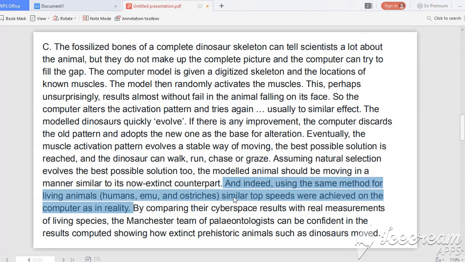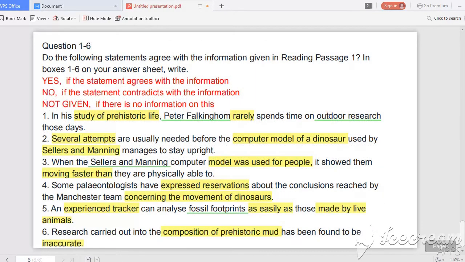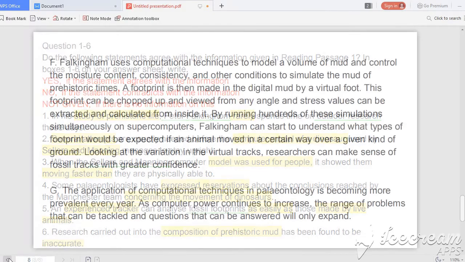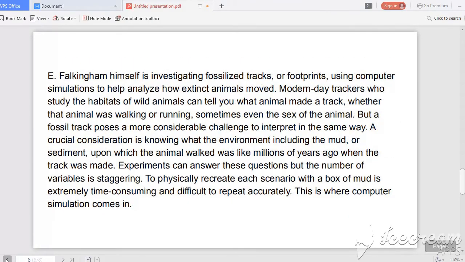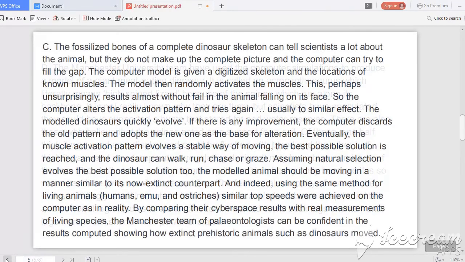Living animals such as humans, emus, and ostriches, similar top speeds were achieved on the computers as in reality. So what do we need to do? We need to look at the question again. So here the model used was people, and it showed them moving faster than they were physically able to. Okay, the model is moving faster as compared to their physical ability.